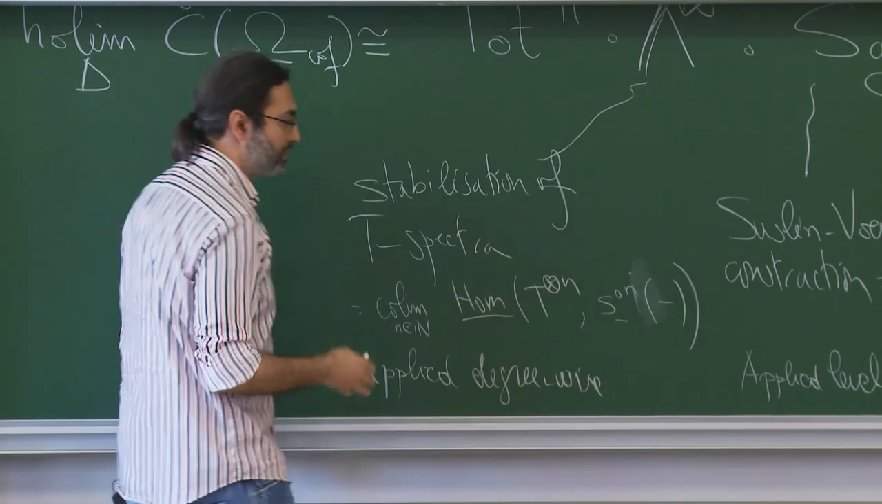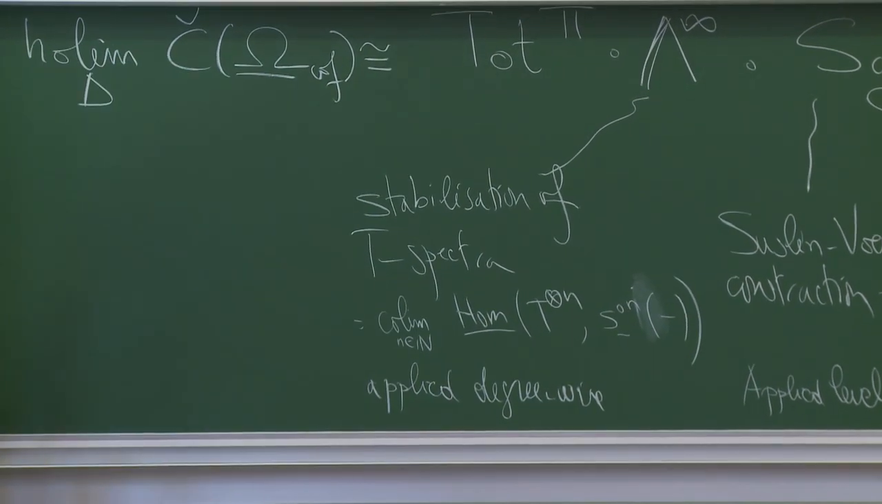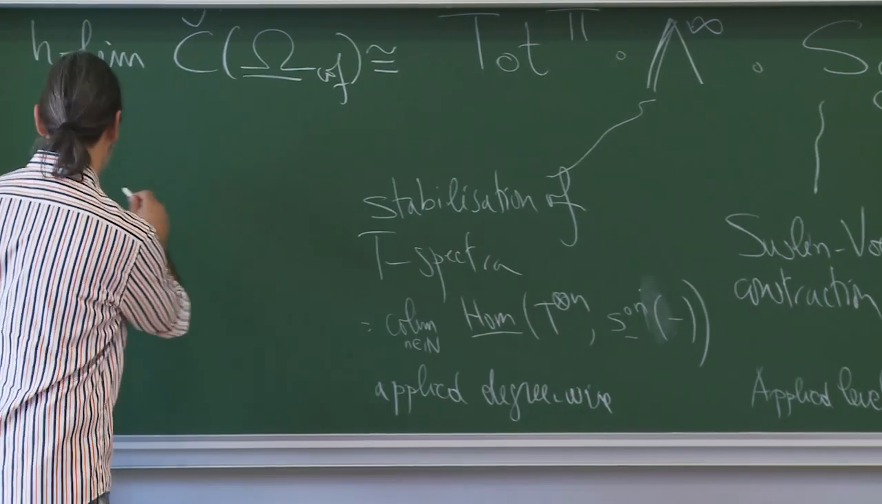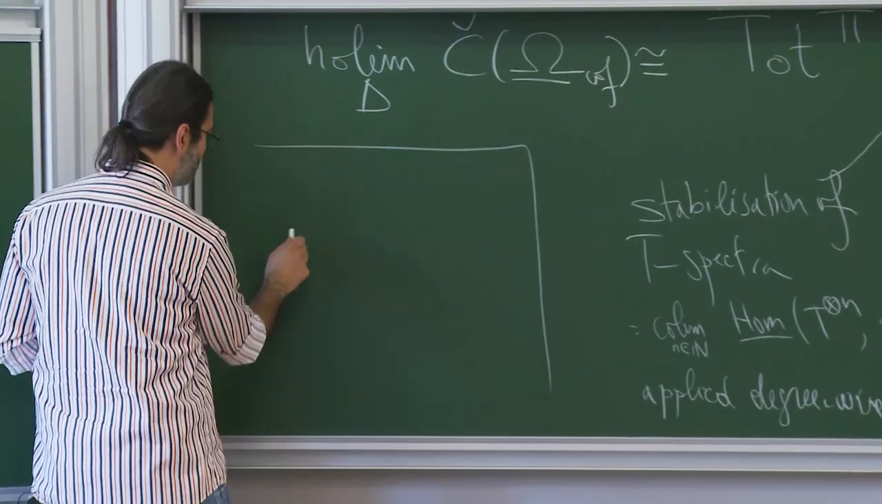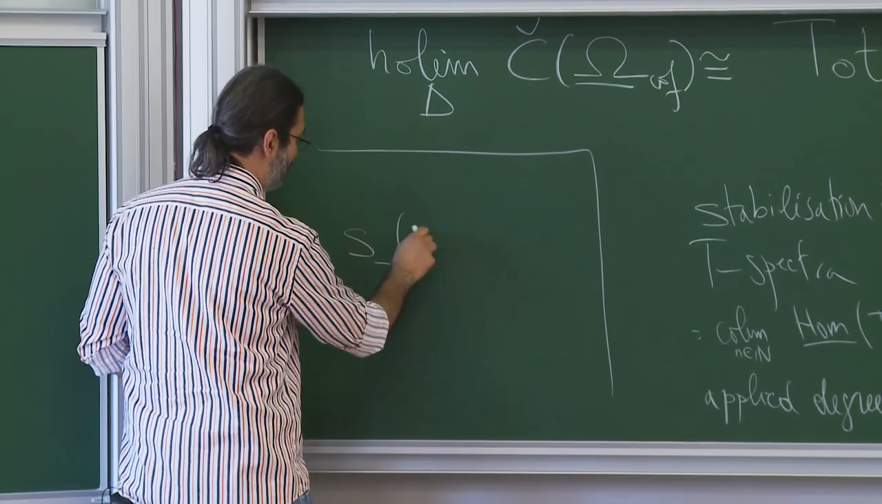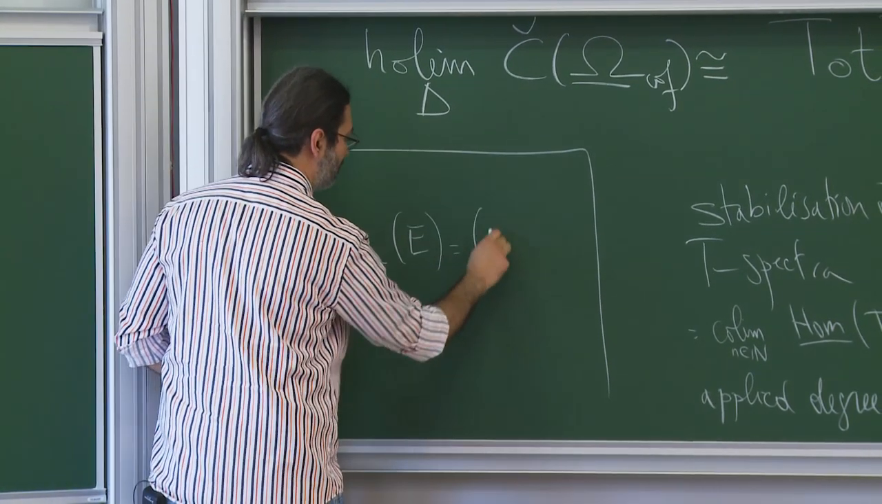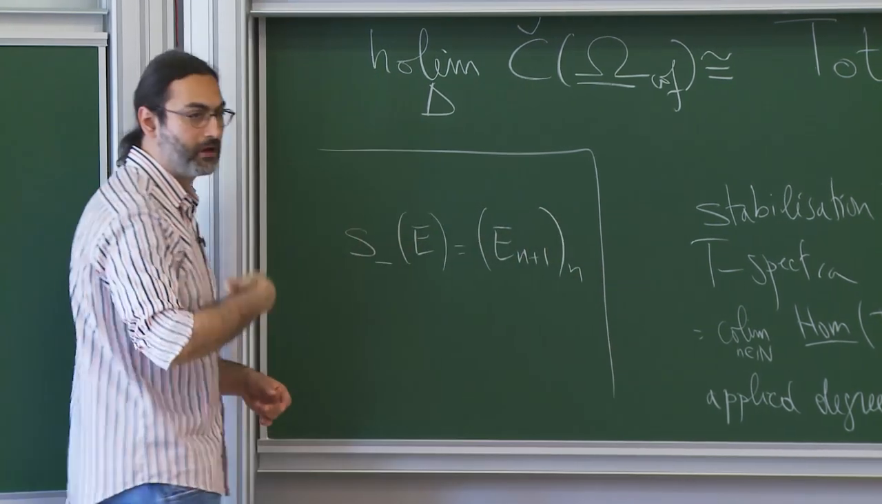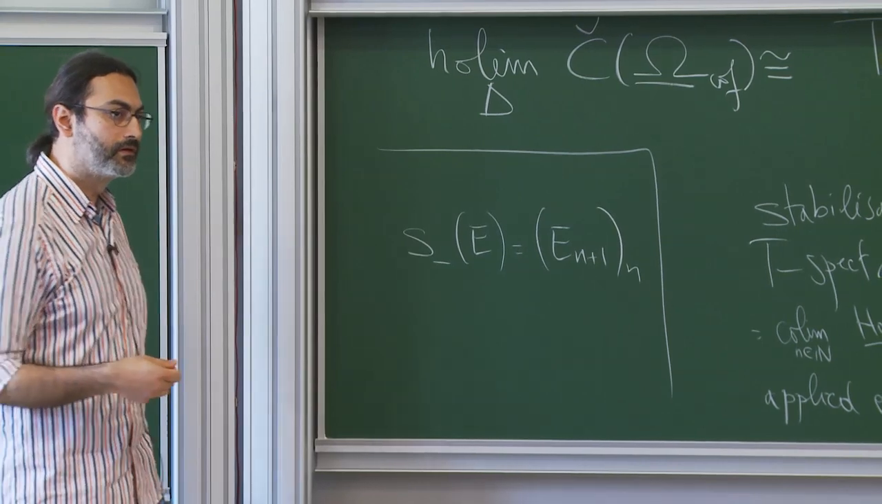But not, of course, level-wise. It somehow mixes the levels. What S? What did you write there? S here? Yeah. So this is S minus on a spectrum, which is just the spectrum E n plus one, and you apply it n times. Okay.